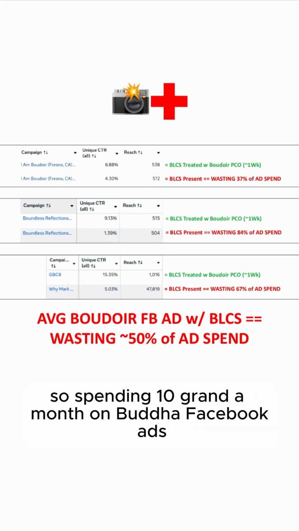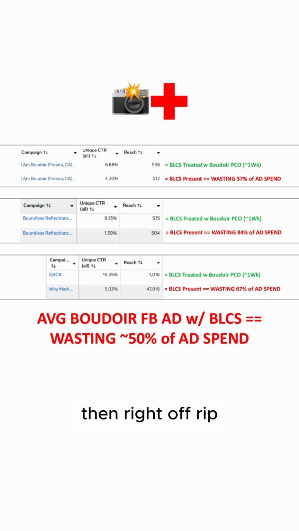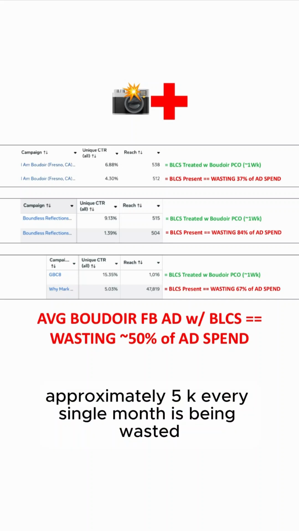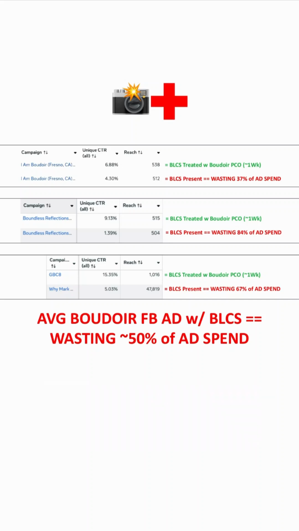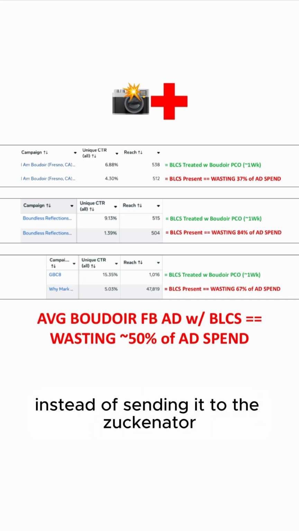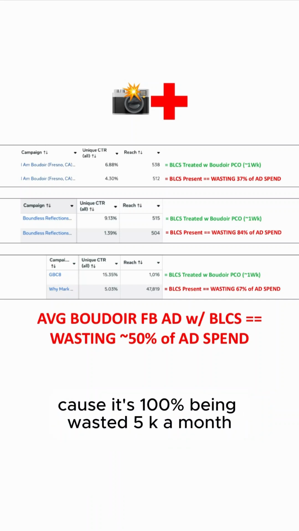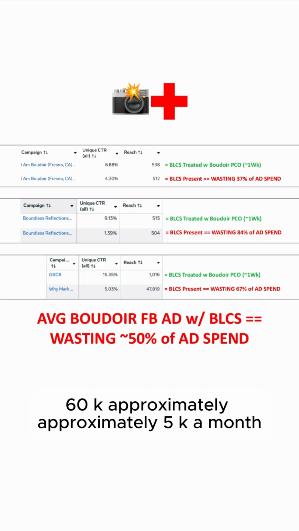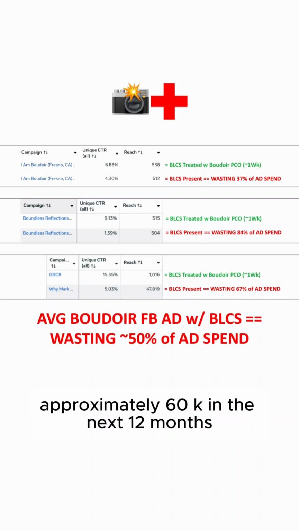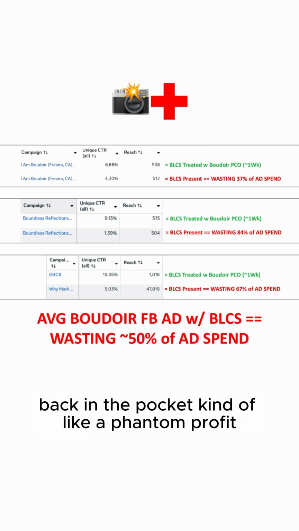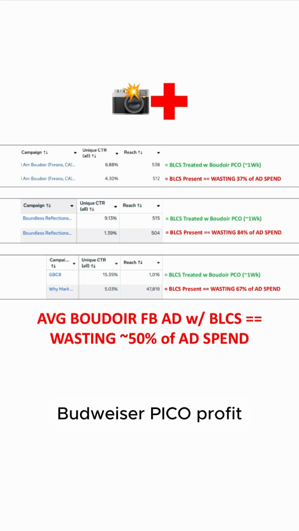So spend 10 grand a month on Boudoir Facebook ads, then right off the bat, approximately 5K every single month is being wasted. And as a result, we can eliminate that. The Boudoir photographer can pocket that instead of sending it to the Zuckinator and getting zero out of it, because it's 100% being wasted. Approximately 5K a month, approximately 60K in the next 12 months, back in the pocket, kind of like a phantom profit, Boudoir Pico profit.